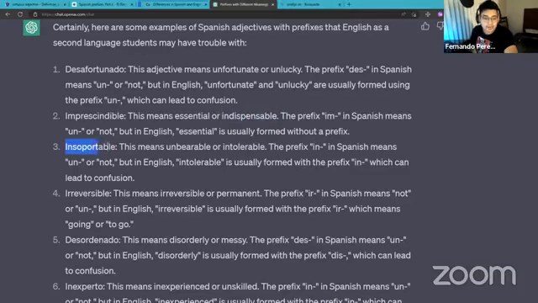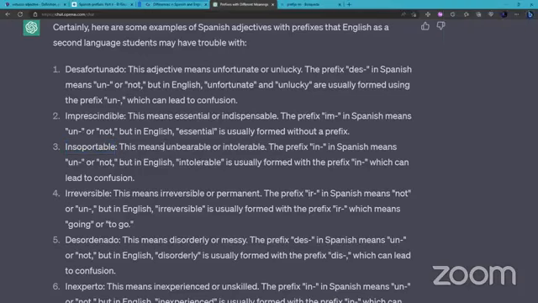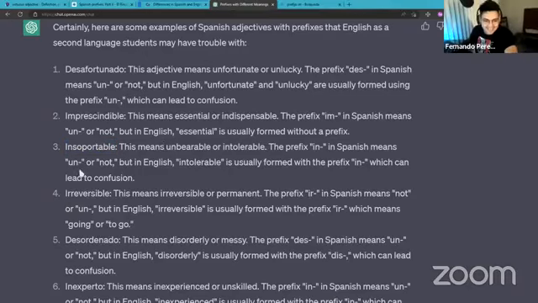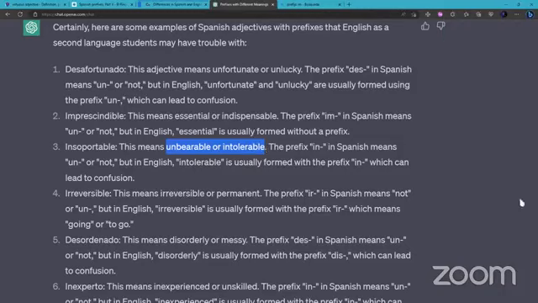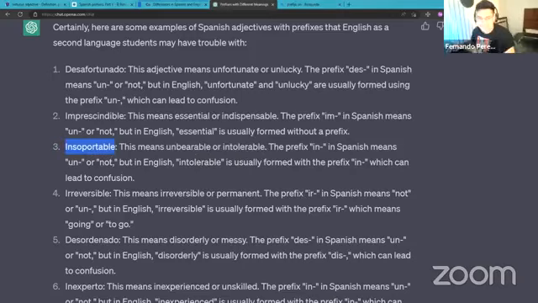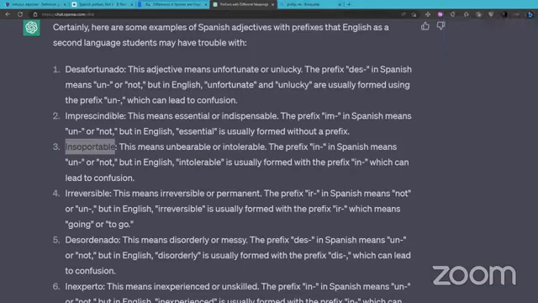Insoportable. That's Spanish. Insoportable means unbearable or intolerable. There's not a direct English translation equivalent. Equivalent. Yeah.